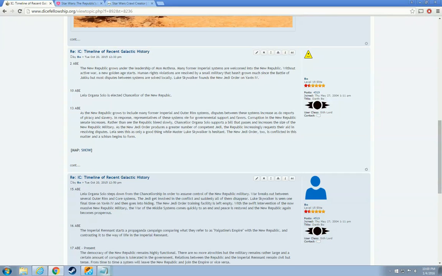Rather than see the Republic bleed slowly, Chancellor Organa Solo supports a bill that passes that increases the size of the New Republic military. As the new Jedi Order produces a greater number of competent Jedi, the Republic increasingly requests their aid in solving disputes. Leia sees this as only a good thing, while Master Luke Skywalker is hesitant. The new Jedi Order, too, is conflicted in the matter, and a schism begins to form.